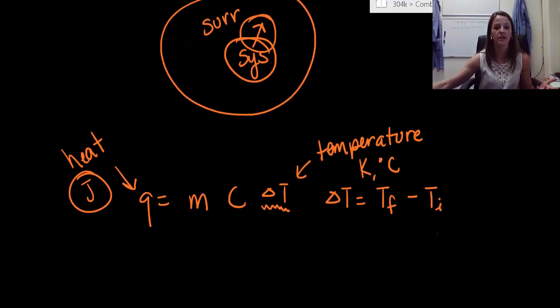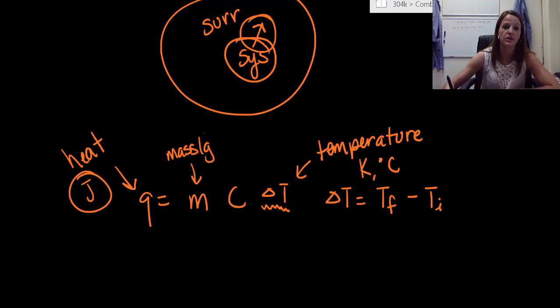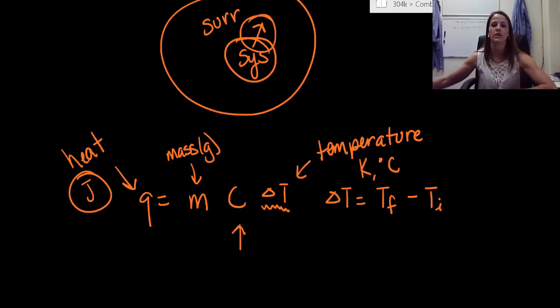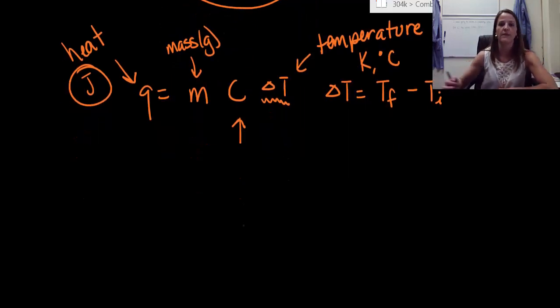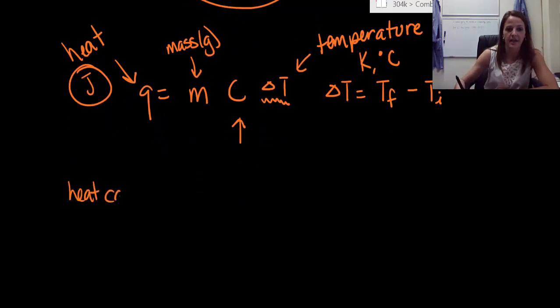All right, so we've taken care of Q, we've taken care of T. We already know what M is. M is mass, and most of the time with mass, we're going to use a unit of grams. This is just the amount of your substance or your sample. The last one we have is C. C is a new one, so let's break this down very, very slowly. C is called heat capacity.